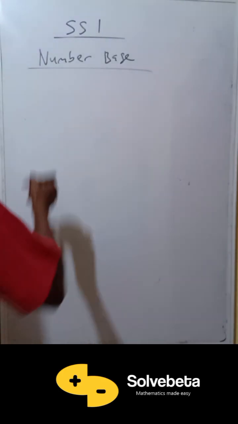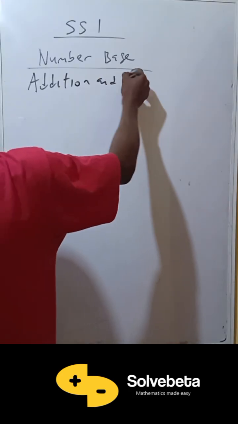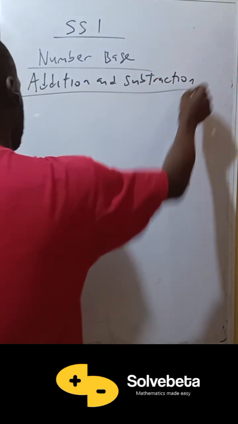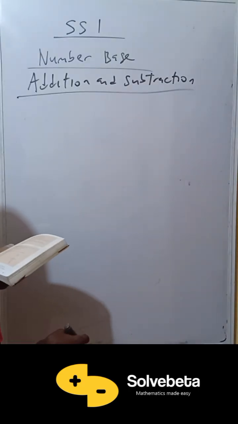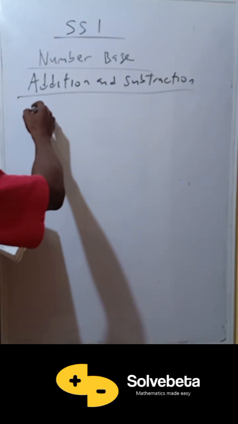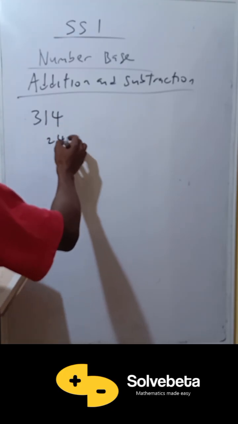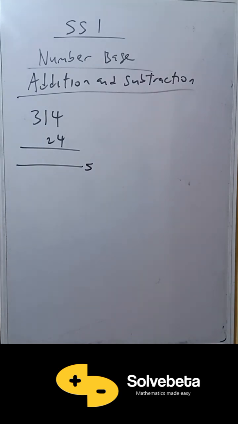Then I give you something to do. Addition and subtraction. So let's add these numbers. Let's look at this example: 314 in base 5 plus 24 in base 5. Please pay attention to this. Very, very important. I want to add this in base 5. It is not the normal base 10.